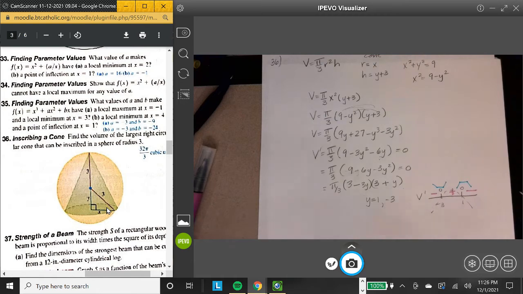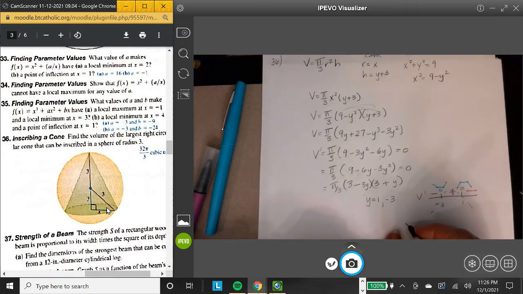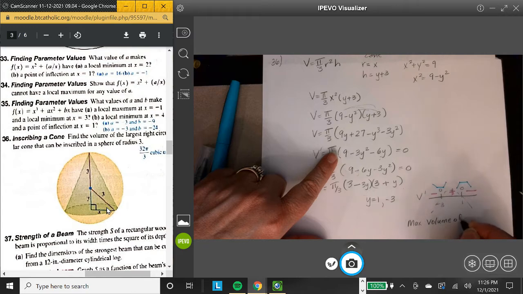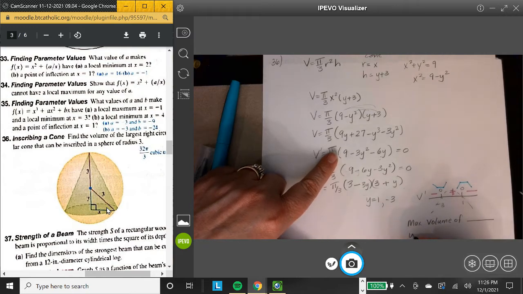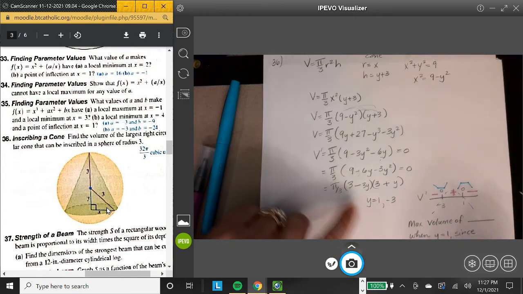And I want to maximize the volume. So my maximum occurs when x is 1, when y is 1. And I want to find the max volume, right? So max volume, well, let's figure that out when y equals 1, since v prime is greater than 0 and then goes to v prime is less than 0. So I need the volume.